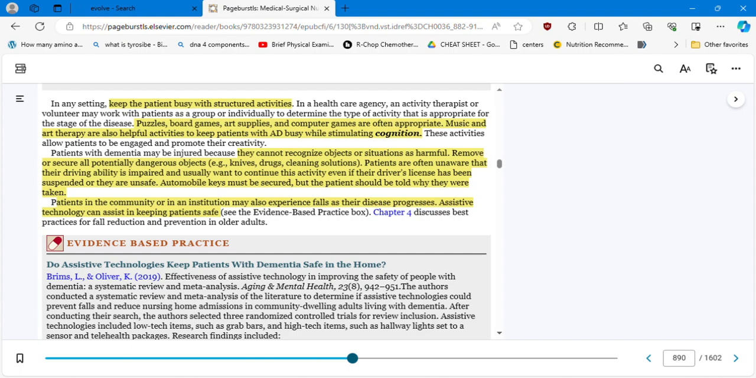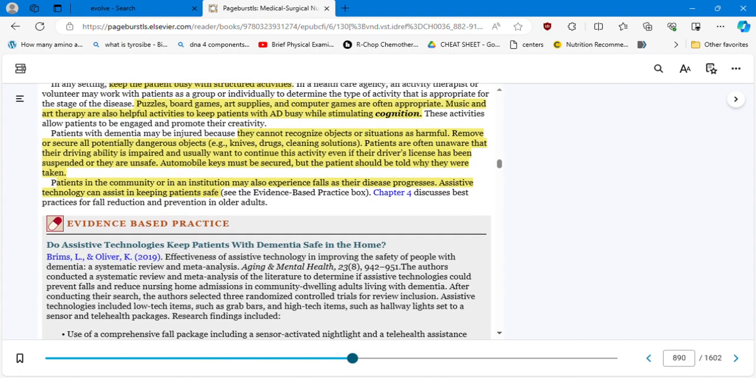Sometimes patients cannot recognize objects or situations as harmful. This is very important. So remove or secure potentially dangerous objects like knives, drugs, cleaning solutions. Patients are often unaware that their driving ability is impaired and usually want to continue this activity even if their driver license has been suspended or they are unsafe. Automobile keys must be secured, but the patient should be told why they were taken.